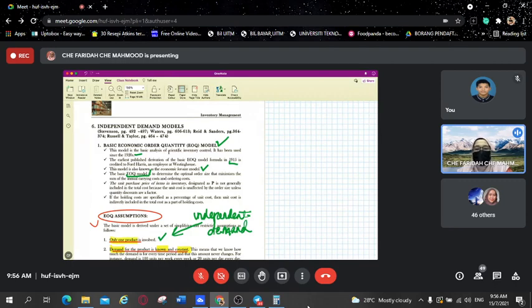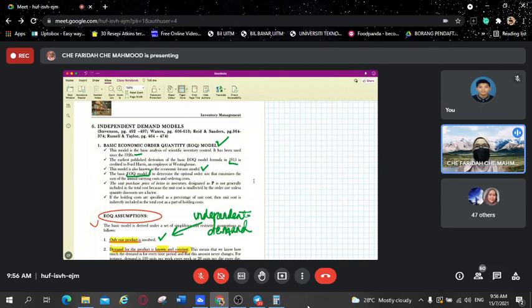But the earliest published EOQ model, I need to admit, was introduced by Ford Harris. Ford Harris was an employee at Westinghouse. If you are interested to know what Westinghouse is, you can go and Google on your own. But this EOQ model was introduced by him, and we should give credit and appreciate that he actually started off with basic EOQ in 1915. But then it was called the economic lot size model.